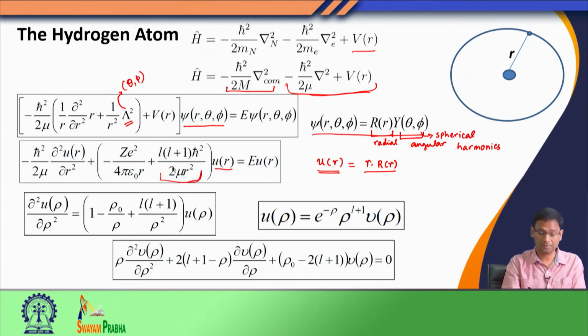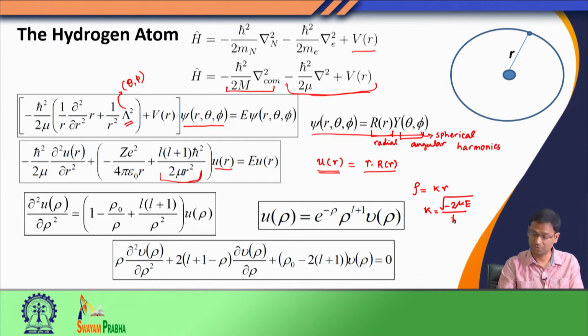Then what we have done is that we have introduced a dimensionless coordinate system rho, which is given as k r, where k is the square root of minus 2 mu E over h bar squared. And we have written down this differential equation of u of rho, where rho is the dimensionless coordinate. We needed to solve this differential equation.